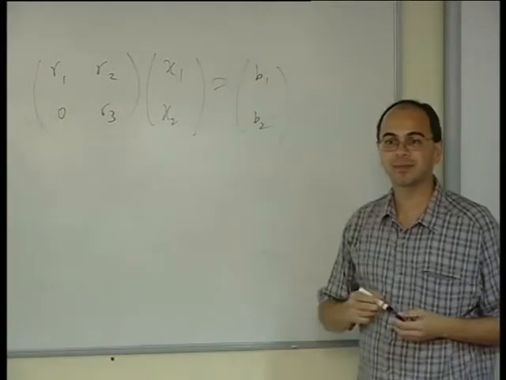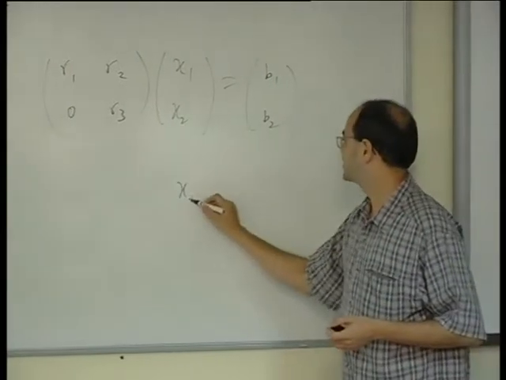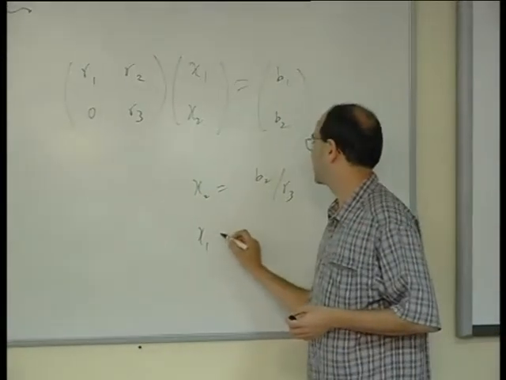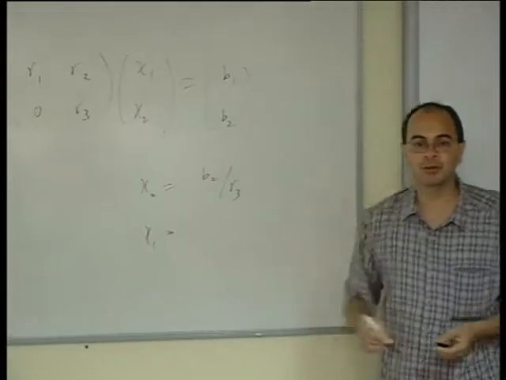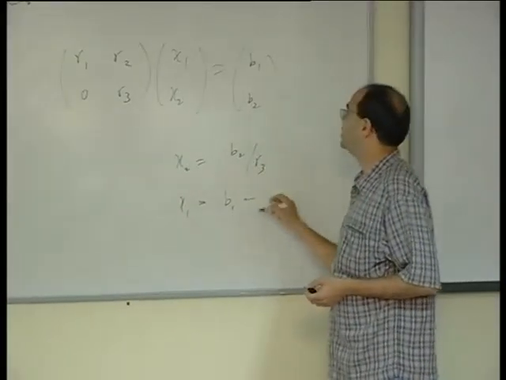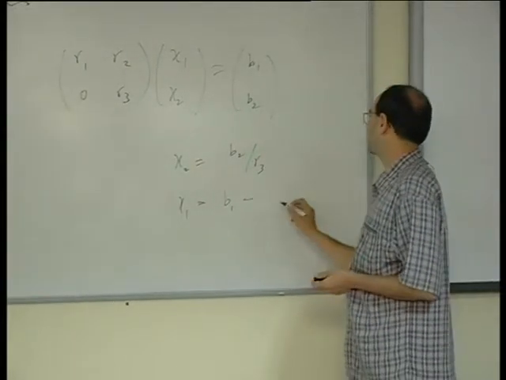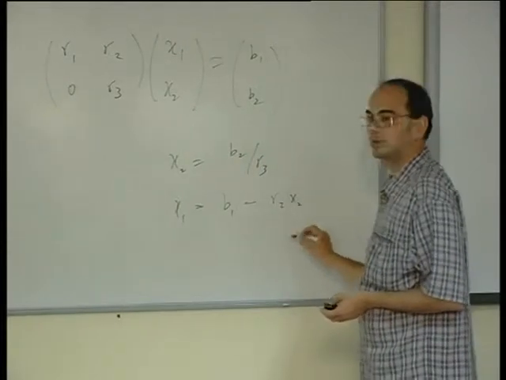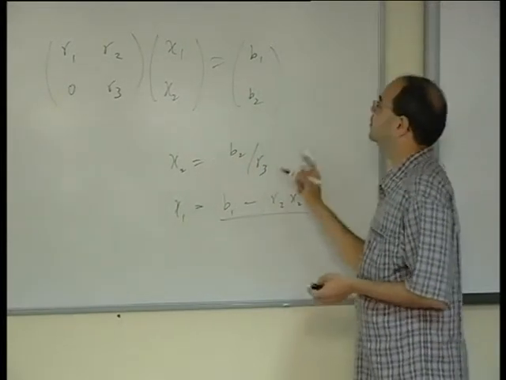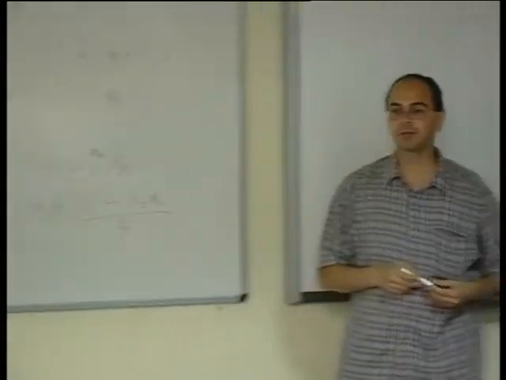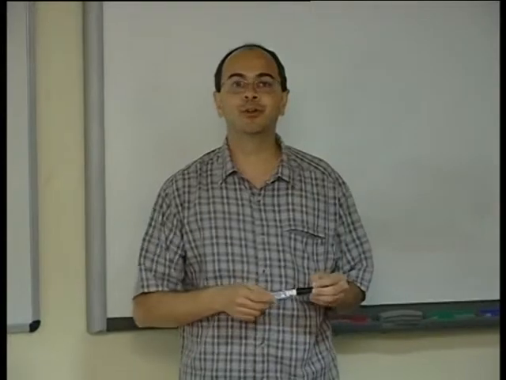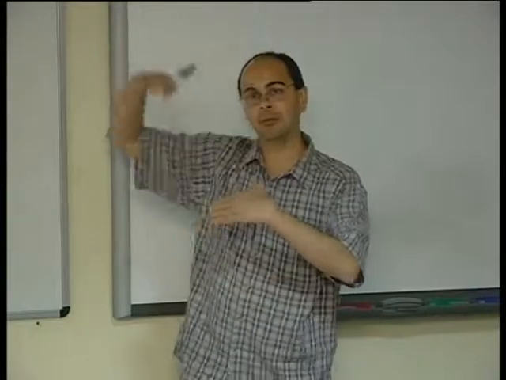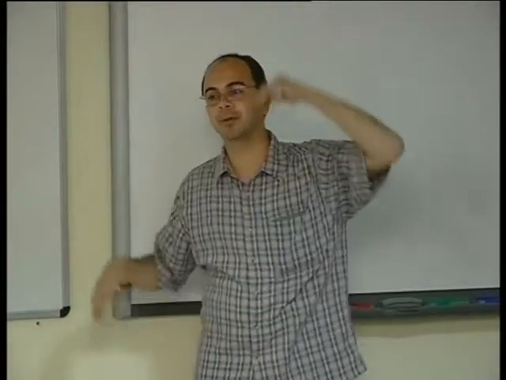How do we solve this? We solve this equation first: X2 is B2 over R3. And then you solve the other equation. X1 is equal to B1 minus R2 times X2, which you have, all over R1. So that's it. If you want to do it for an n by n system, what do you do? Start from the bottom. Start from the nth variable and go back up.